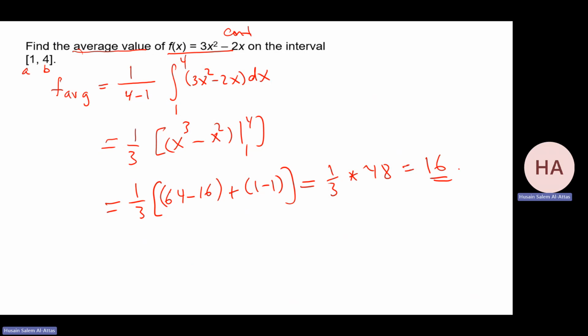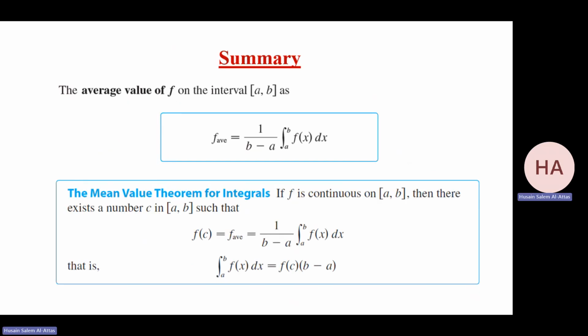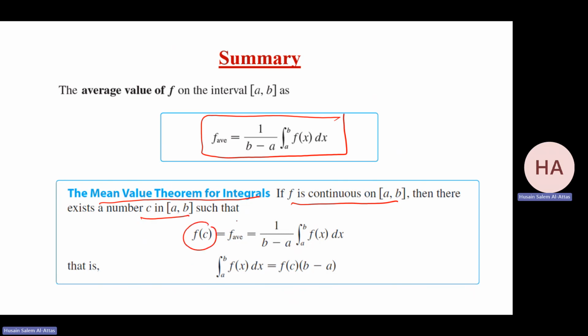That's it. Summary. This is the formula for the f average, if the function is integrable. The mean value theorem is saying what? If f is continuous in the closed interval, then there exists a c in the closed interval so that f at c is equal to f average, which we did before.